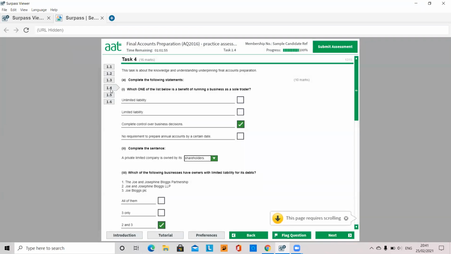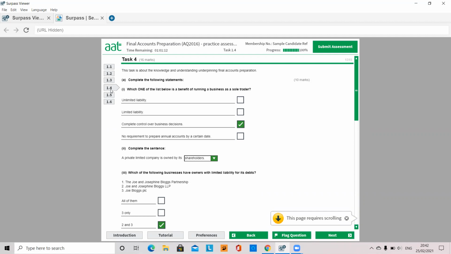Next question, which is 1.4. The task is about the knowledge and understanding underpinning final accounts preparation. And it says, which of the list below is a benefit of running a business for a sole trader? Obviously a sole trader has unlimited liability, which certainly isn't a benefit, meaning you're responsible for all of the debts. They don't have limited liability, so that's not an issue. Limited liability is for limited companies. But one of the benefits of being a sole trader is that you've got control of the business decisions. So you make all the decisions.